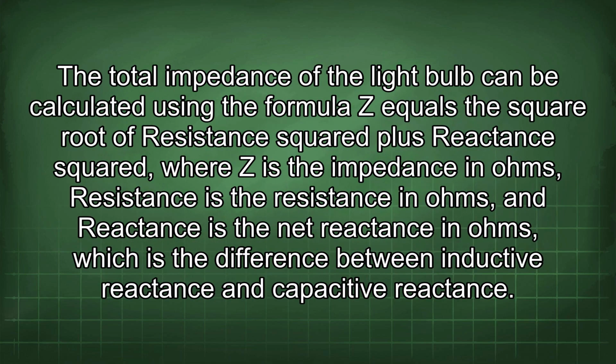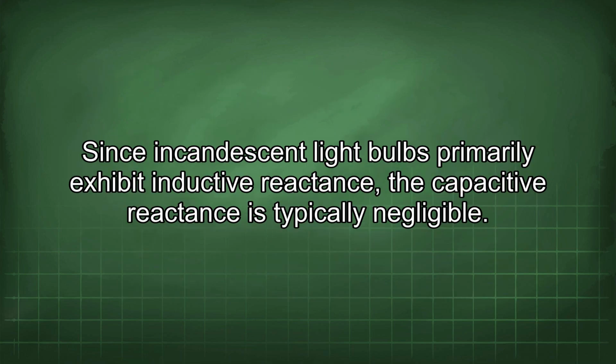henries. The total impedance of the light bulb can be calculated using the formula Z equals the square root of resistance squared plus reactance squared, where Z is the impedance in ohms, resistance is the resistance in ohms, and reactance is the net reactance in ohms, which is the difference between inductive reactance and capacitive reactance. Since incandescent light bulbs primarily exhibit inductive reactance, the capacitive reactance is typically negligible.